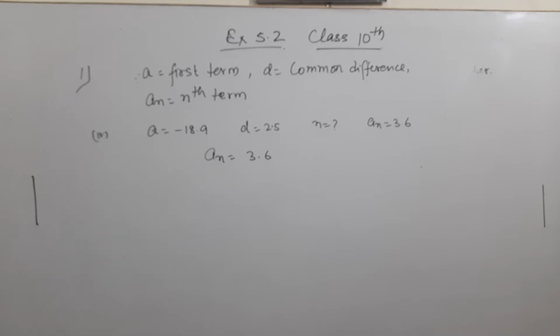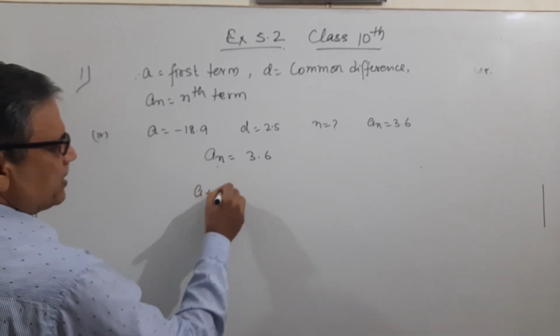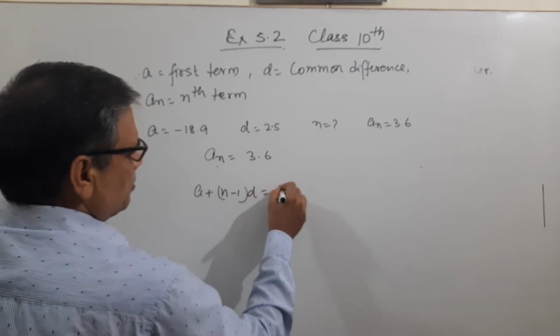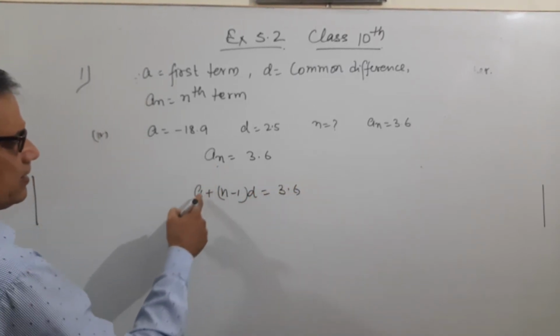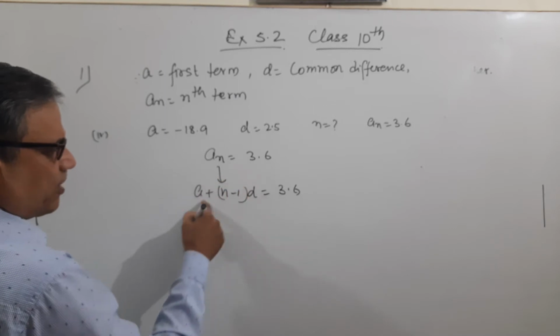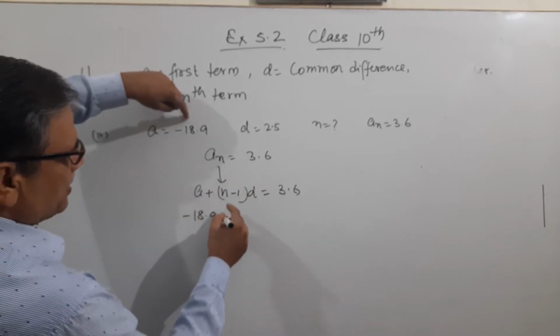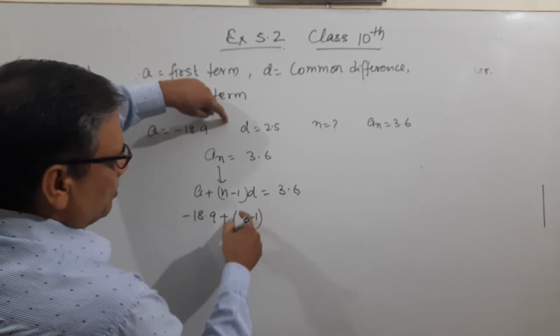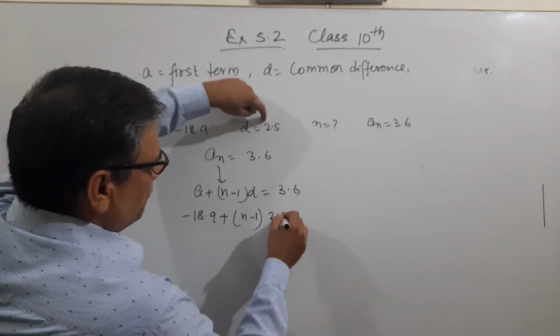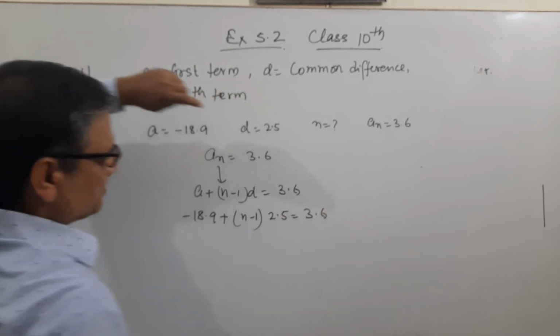Do it fast. How can we find out the value of N? For AN, we apply the formula A plus N minus 1 into D is equal to 3.6. This is the formula of AN. Here A is minus 18.9 plus N, which we don't know, minus 1, and D is 2.5, equal to 3.6.